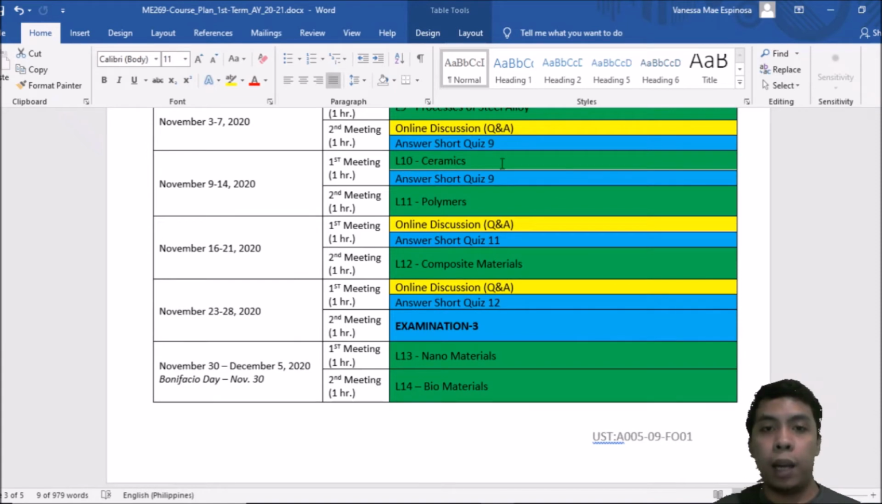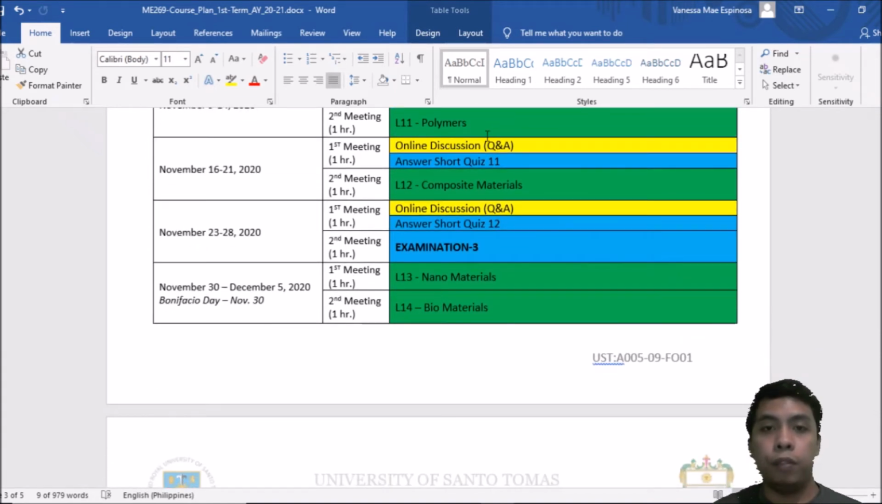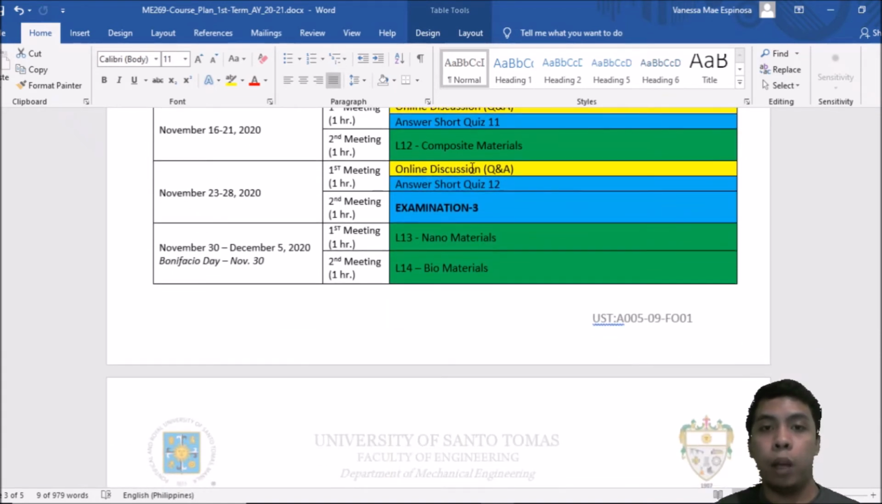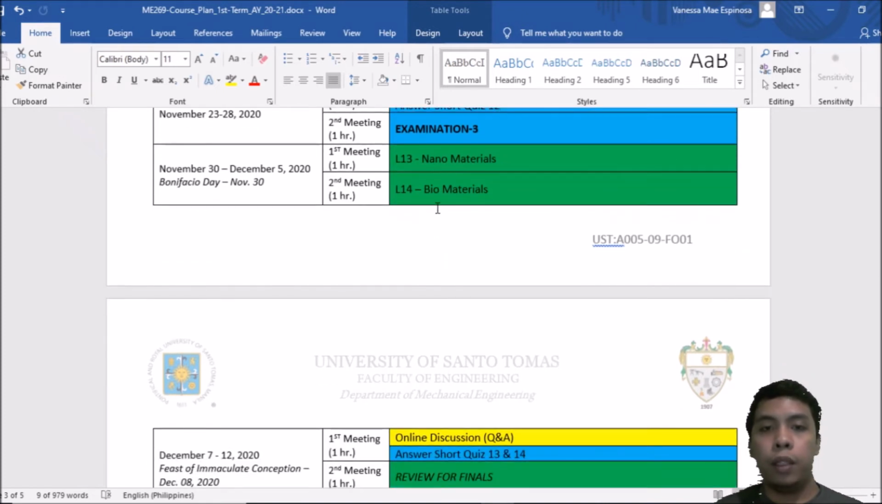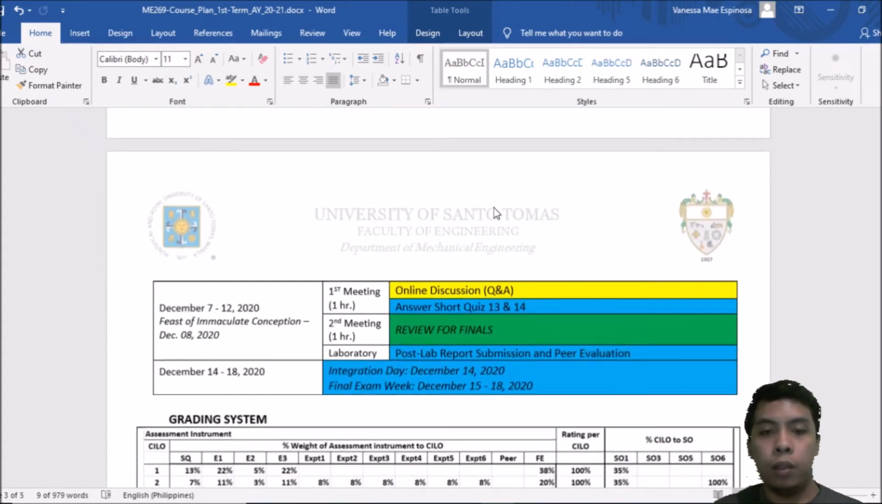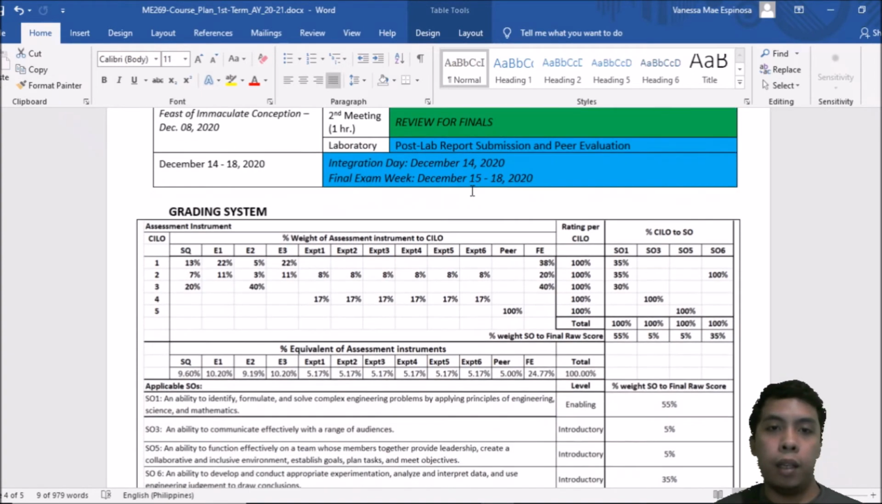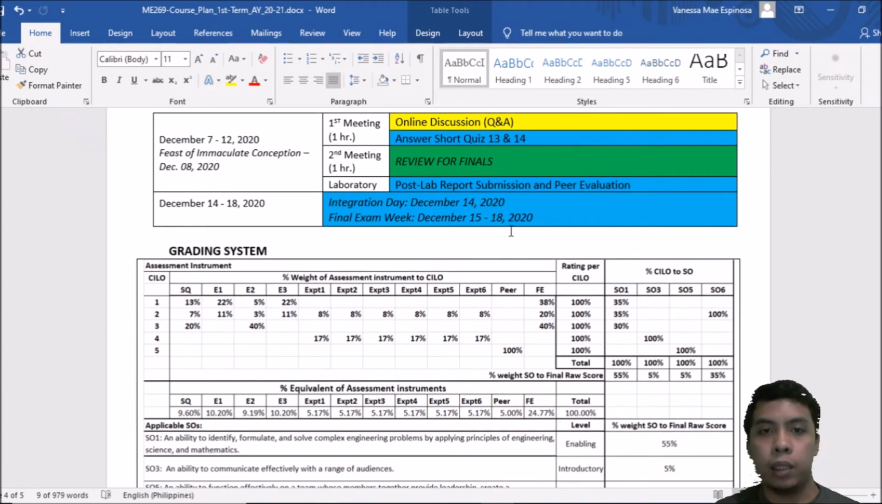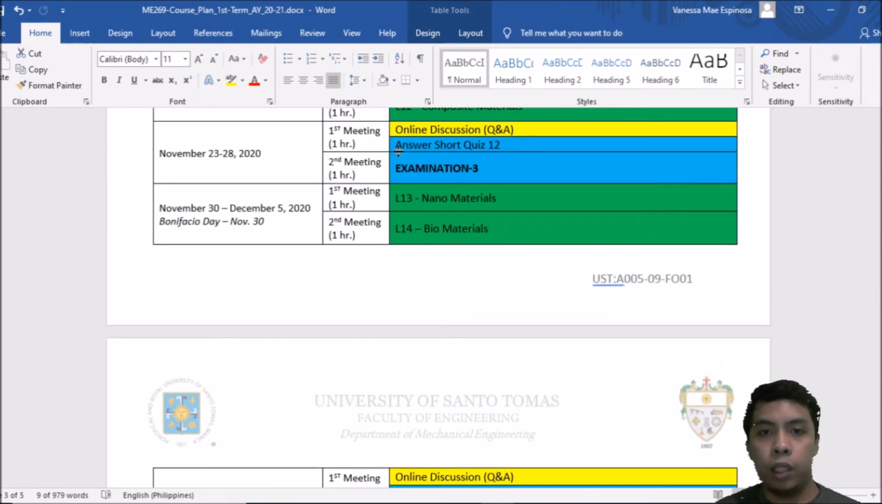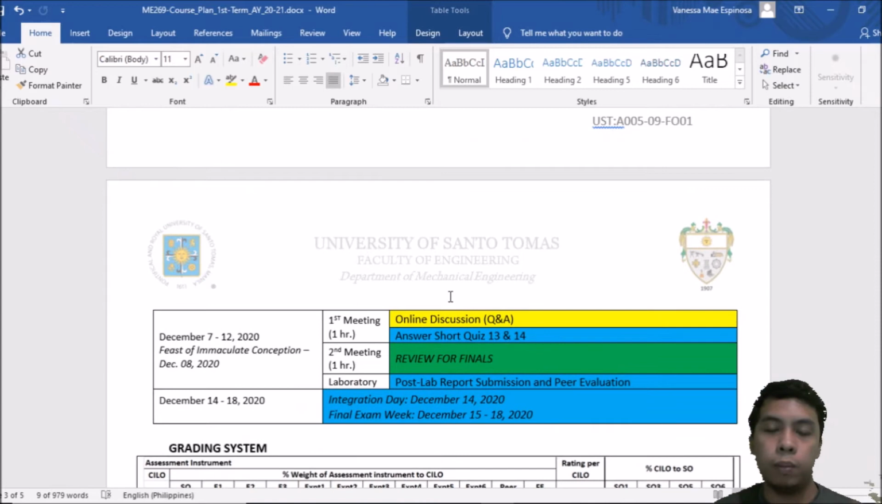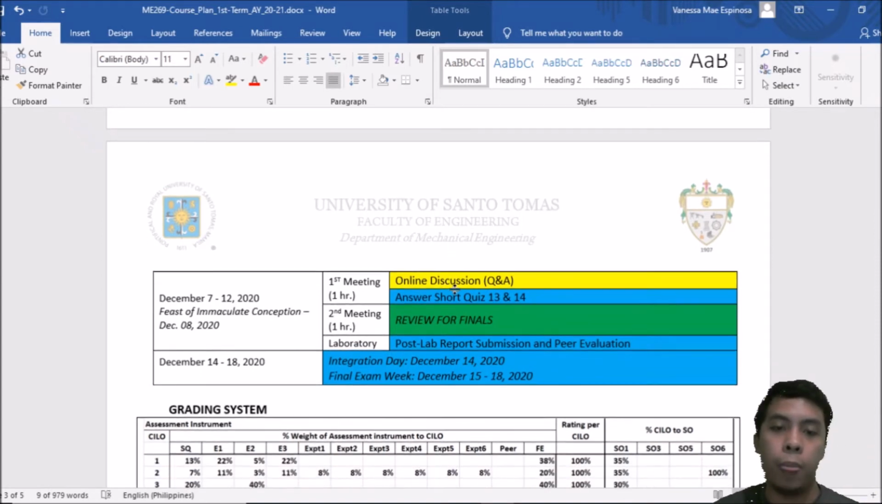L10, we have ceramics. L11, we have polymers. L12, we have composites. L13 and L14, nanomaterials and biomaterials. So, mga special videos na to. So, last meeting natin will be review for the finals. So, hindi ko na i-discuss lahat to, no? Isa-isahin kung ano yung mga included sa exams kasi i-explain ko na lang sa inyo yun pag malapit na tayo dun sa exam na yun.